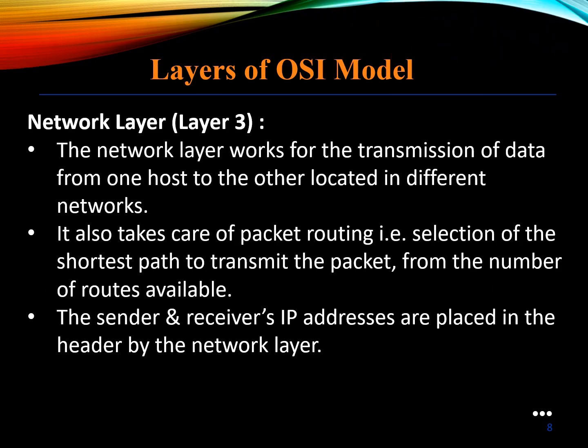The third one is the network layer. The network layer works for the transmission of data from one host to another located in different networks. It also takes care of packet routing, that is, selection of the shortest path to transmit the packet from the number of routes available. The sender and receiver's IP addresses are placed in the header by the network layer.